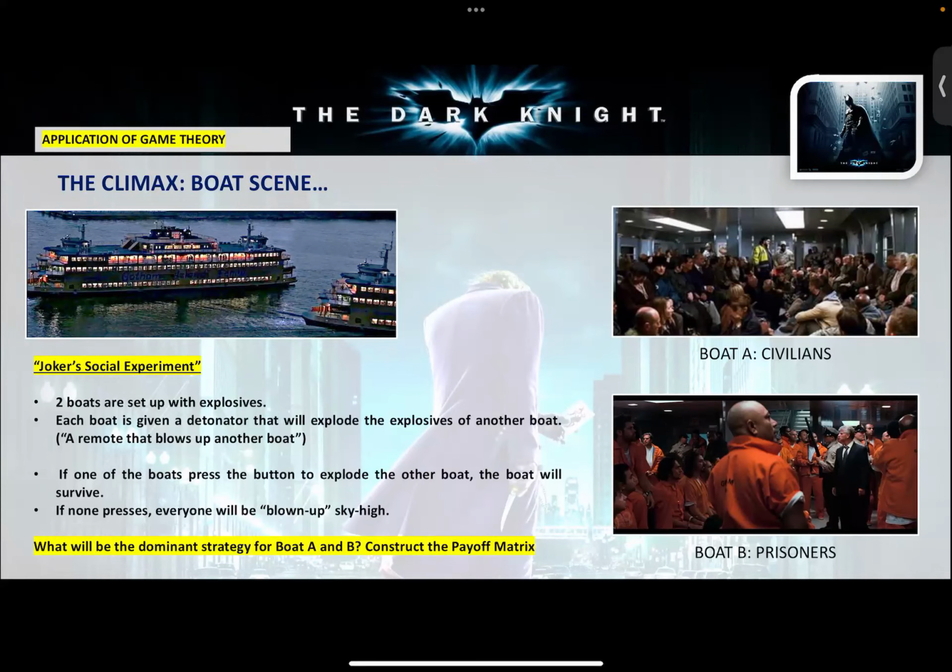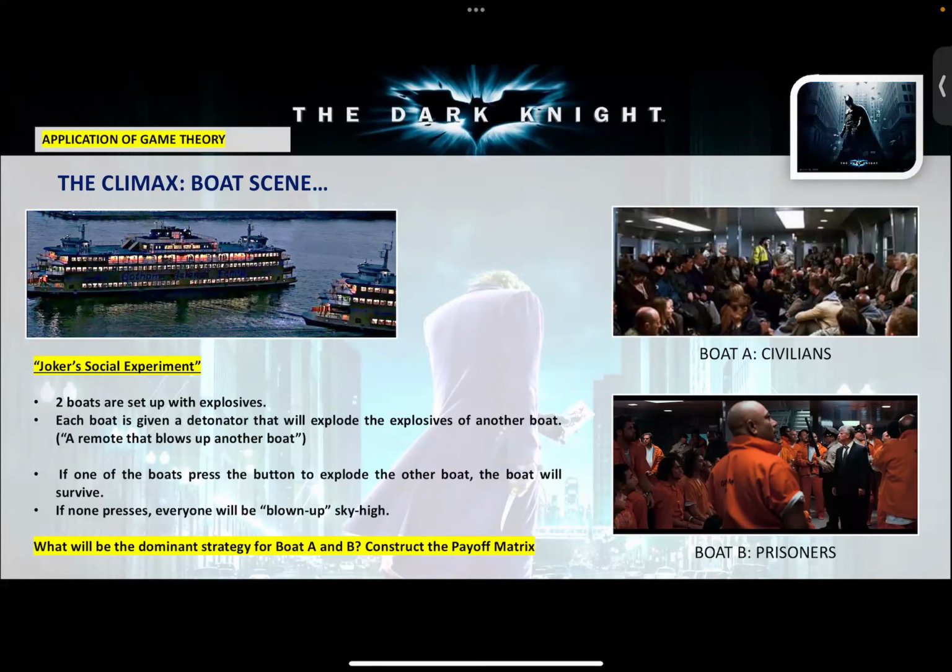Joker, right? Okay, he puts two groups of people in two different boats. Boat A is all civilians, and boat B are all prisoners. He put bombs on both of the boats, so two boats are set with bombs. Each boat is given one remote control that is used to explode the other boat.